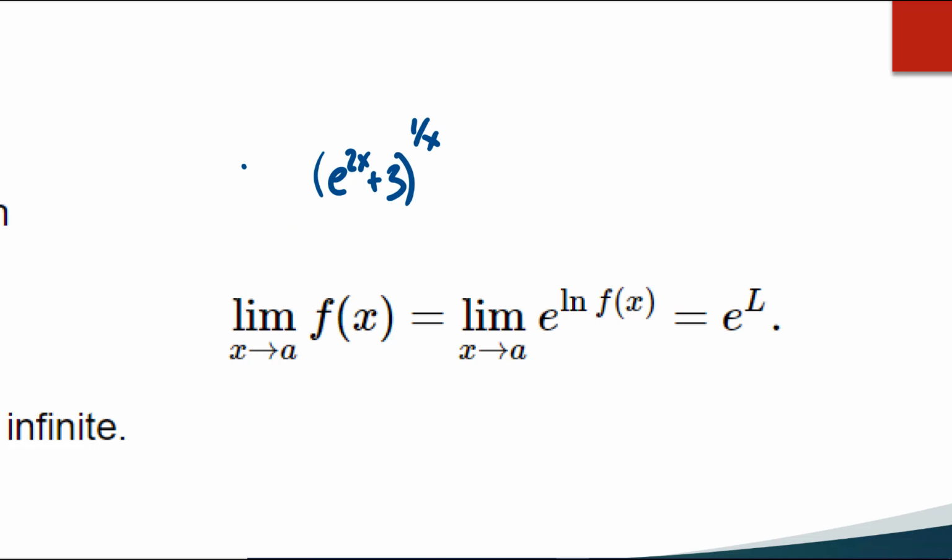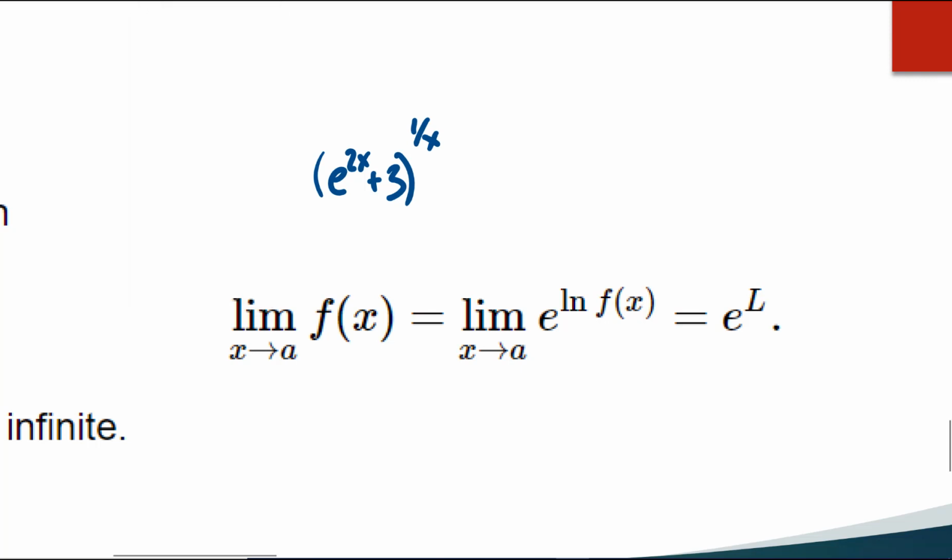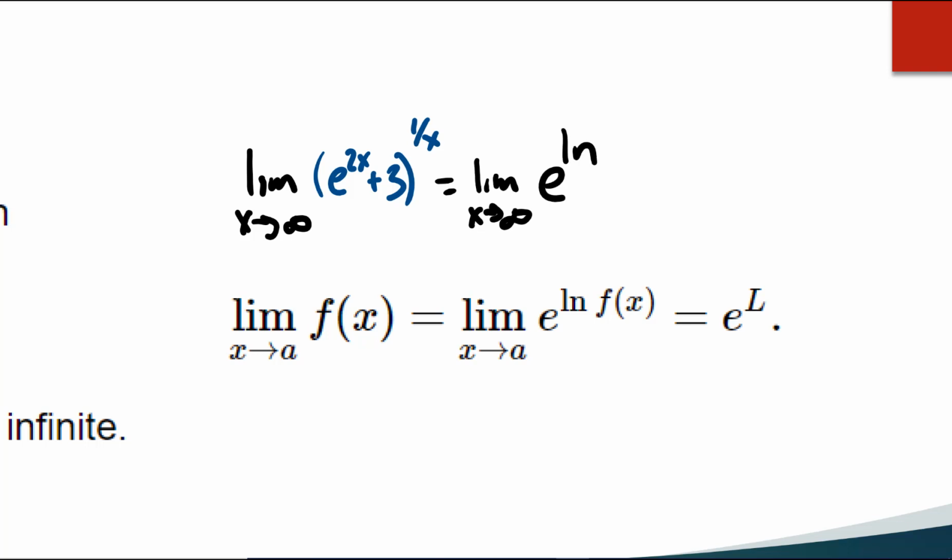So I'm going to actually write this in black. There we go. Limit as x tends towards infinity. So our function is f of x. So we can say that this is actually equal to the limit as x tends towards infinity of e to the ln of what's in blue, this (e^(2x) + 3) raised to the power of 1 over x. And what this is going to equal is e to the our final answer.